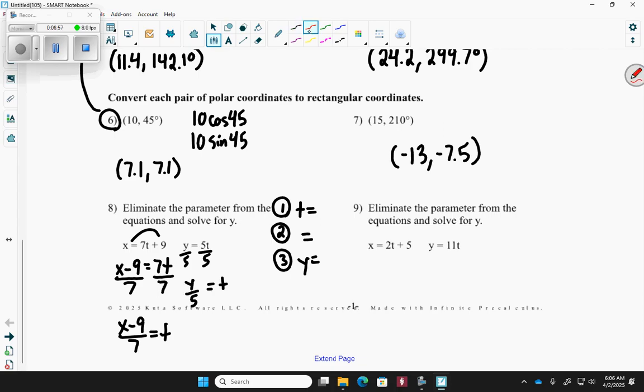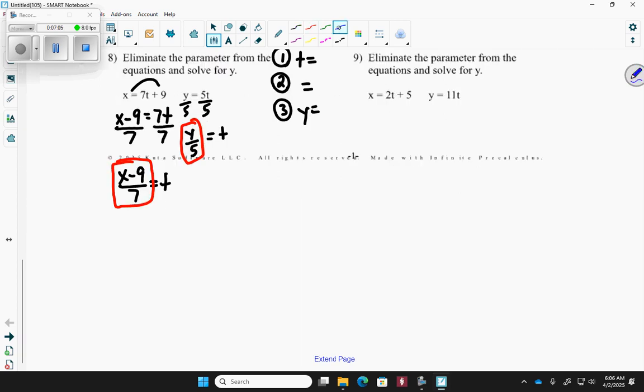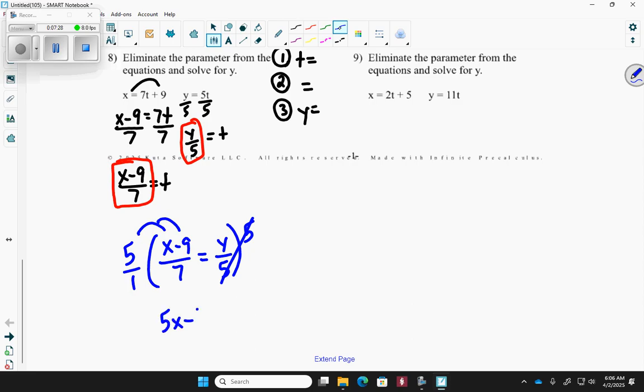So now what I'm going to do is take this part and this part and set them equal to each other because they're both set equal to t. All right. So x minus 9 over 7 equals y over 5. We are going to multiply the whole thing by 5 to get that 5 out of the denominator because we have to solve for y. And remember, when you multiply the left-hand side by 5 over 1, you take the 5 to both the x and the 9. So my final answer will be 5x minus 45 over 7 is equal to y.